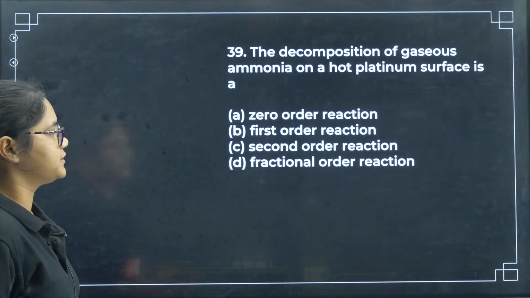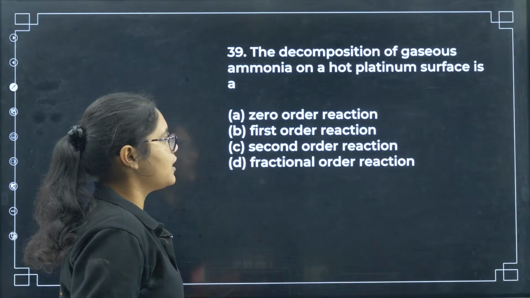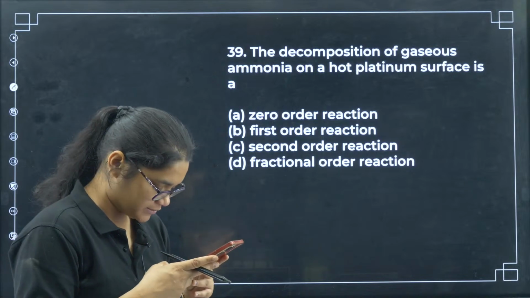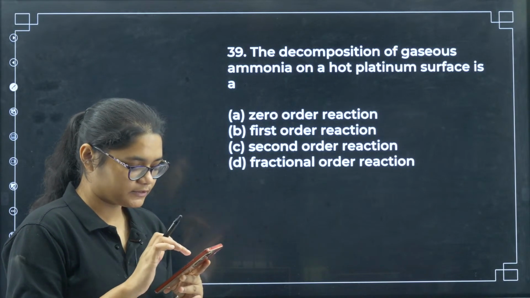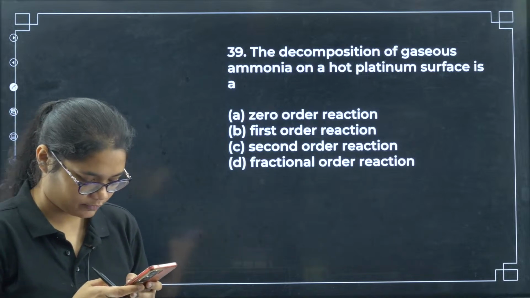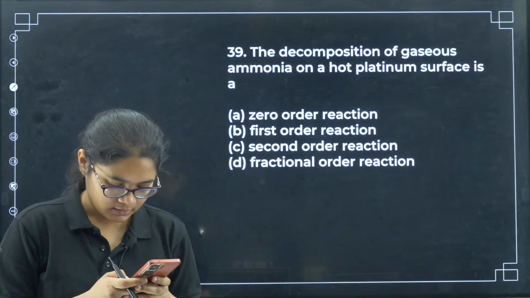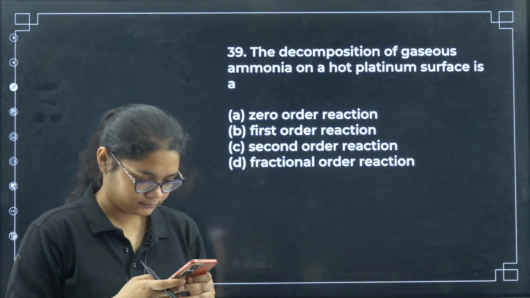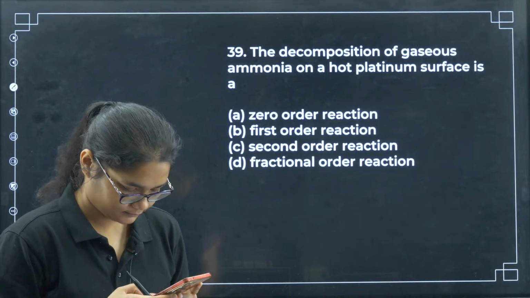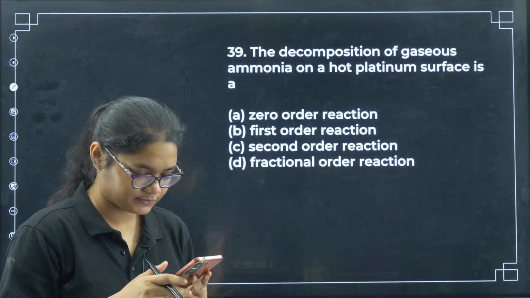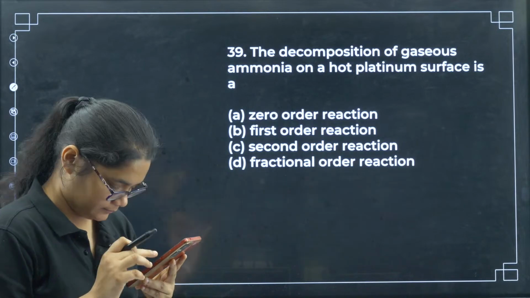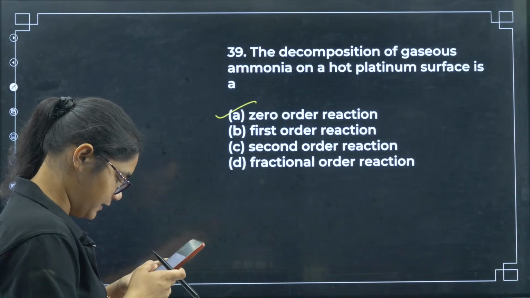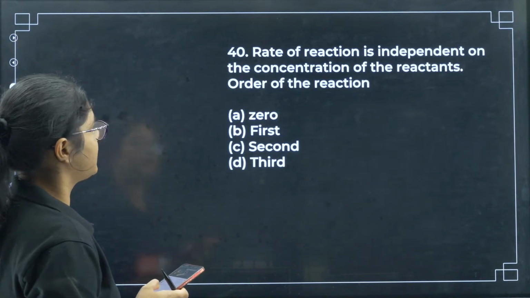Next question. The decomposition of gaseous ammonia on a hot platinum surface is A. So this is also a very expected question. Decomposition of ammonia. I told you surface chemistry always follows which order reaction? Surface chemistry reaction, students, which order will it be? Yes, 0th order reaction is the correct answer here. 39 A, very good, all of you have given the correct answer.